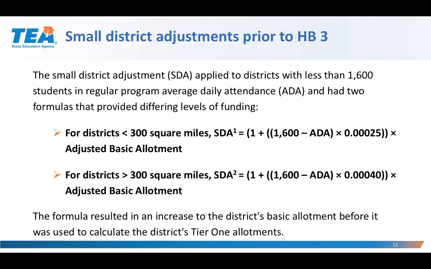The following slides cover the small district adjustments prior to HB 3. The small district adjustment, or the SDA, was applicable to school districts with fewer than 1,600 students, and as shown in these formulas, resulted in varying levels of funding depending on the number of students in the district. There were 2 variations on the formulas, depending on the number of square miles in the district. This adjusted allotment was used to calculate a district's Tier 1 allotments.